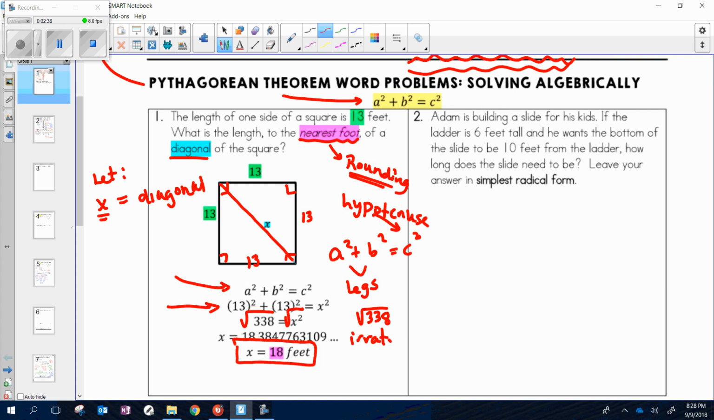All right, so question 2. Adam is building a slide for his kids. If the ladder is 6 foot tall, the ladder going up to a slide is pretty much they climb straight up. Slide comes down, right? The ladder is 6 feet. He wants the bottom of the slide to be 10 feet from the ladder. So he wants this distance to the bottom of the slide.